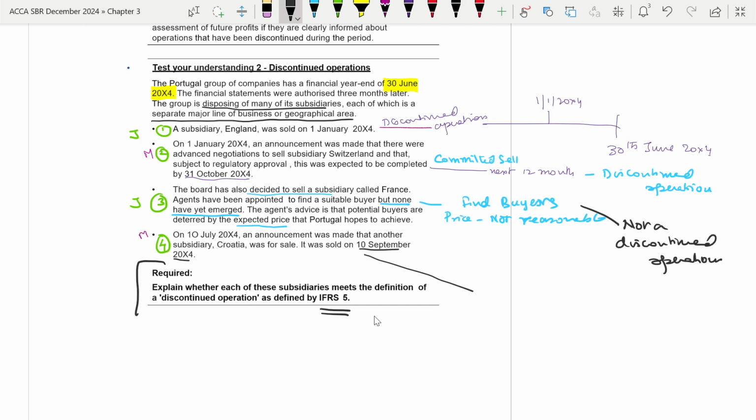Yes, is it right? Announced on 10th July. See, that is the thing. The year end is 30th June 2004. They made the announcement on 10th of July. Till 30th June they have not made an announcement. They made the announcement after 30th June. Is it right? It is not a discontinued operation.